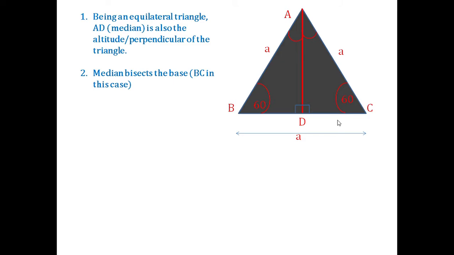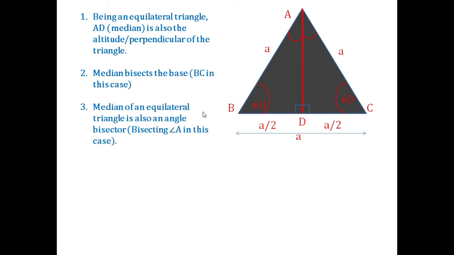Point number 2, median bisects the base. So, here AD will bisect BC. Therefore, BD and CD both will be of the same length, that is a by 2. Point number 3, median of an equilateral triangle, not for all triangles, median of an equilateral triangle is also an angle bisector. So here median AD is the angle bisector, that means it bisects angle A in this case. Therefore angle BAD will also be 30 degree and angle CAD will also be 30 degree. Total 60 degree because it is an equilateral triangle.